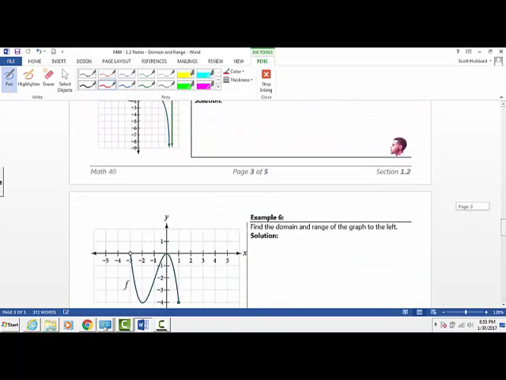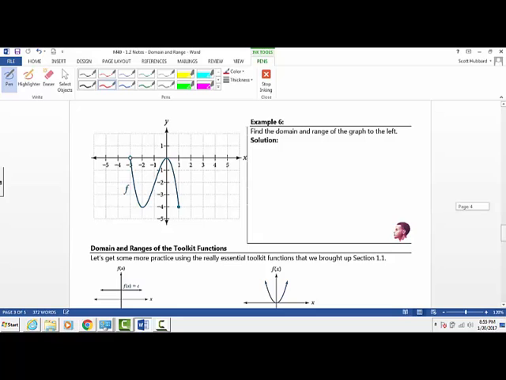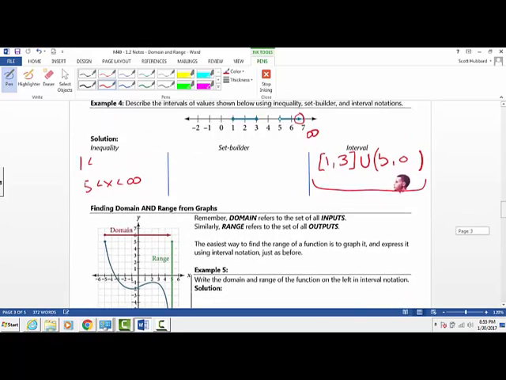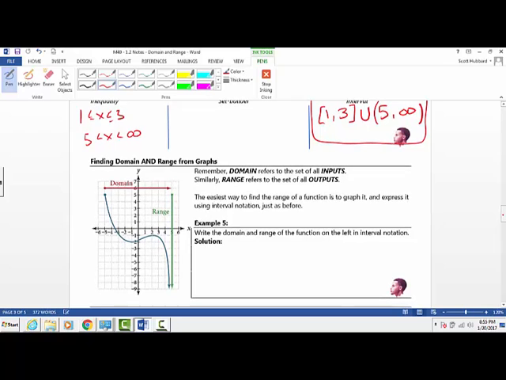All right. So we have 2 more pages here. And so remember, domain is the set of all inputs. Okay? Whatever can go inside a function, usually x, is the domain, and whatever comes out is the range.